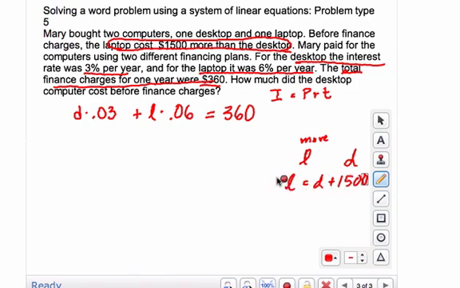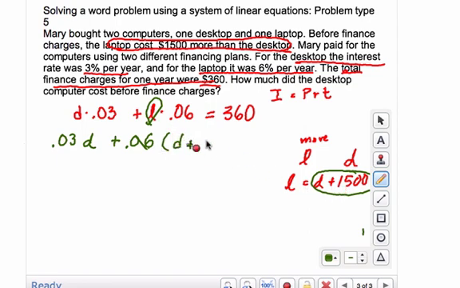That's right into here. Now what we're going to do is substitute in place of L, right? In place of this L, we're going to put this value right here. Okay, and I like to have my numbers in front of my variables, so I'm just going to rewrite that as 0.03 times D plus 0.06, put that first, and then times D plus 1,500, because that's the same thing as L. And now you have an equation with only one variable, right? We don't have a D and an L, we have just D's. So then just go ahead and distribute this and solve this equation.